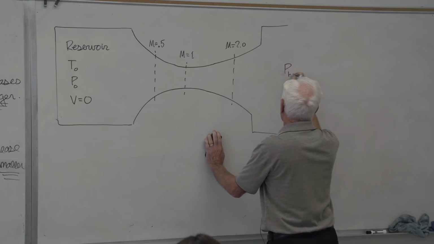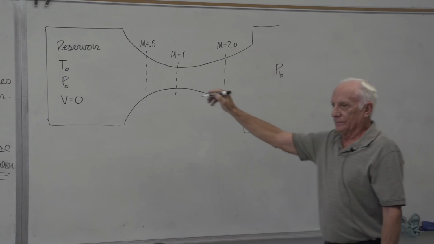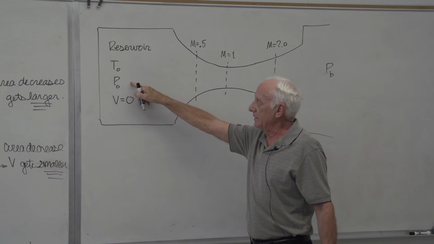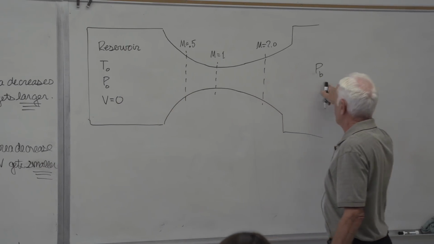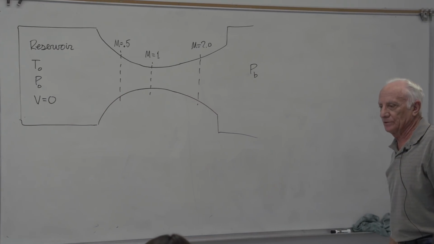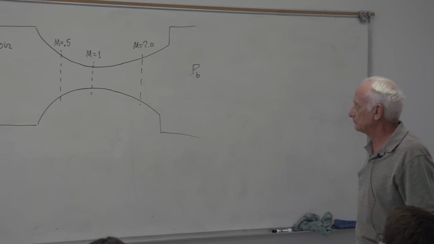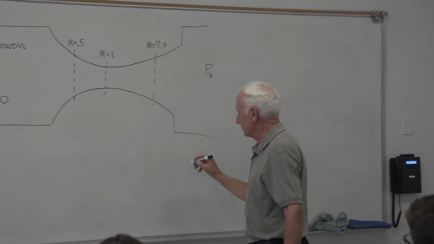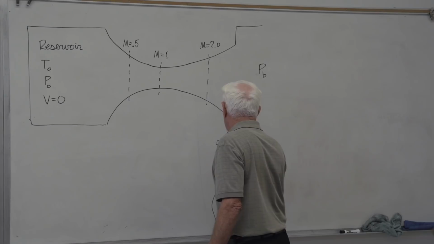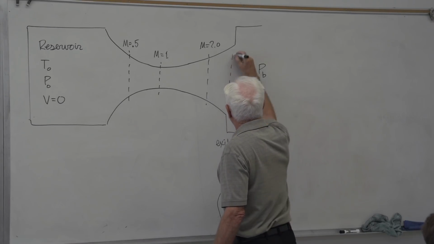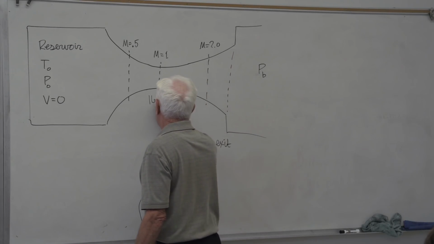This is called the back pressure, P sub B. This is called the reservoir pressure, P naught, T naught. This is the back pressure, PB. That's where the nozzle exhausts to the local conditions. This is called the exit area, just so we know. This is the exit area. This is called the throat area.